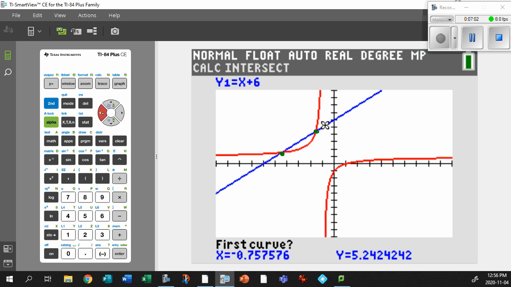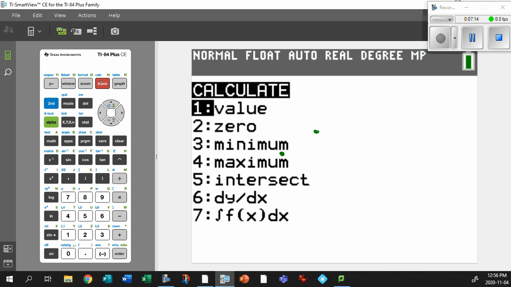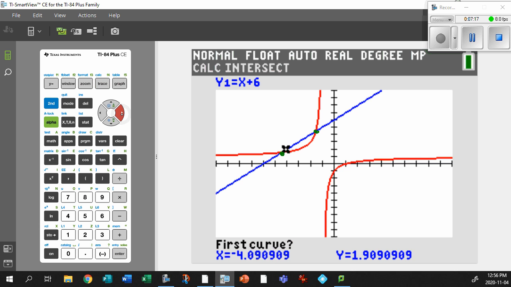Mouse close to this guy, there he is. Enter, enter, enter. And sure enough, there's my 4.41. Then second calc, let's find the next one. Intersect. Over to this side. Move it on over. Hit enter. Oh, this one's too close. Wait, let's see if we can find it. There it is. Enter, enter, and look at that. There's my almost -1.6 as predicted.